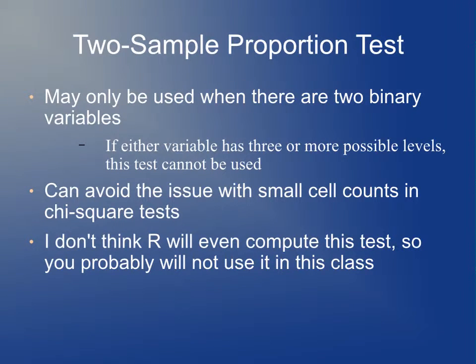An alternative version is the two-sample proportion test, which is like the chi-square test, but it can only be used when there's two binary variables. If any of the variables has 3 or more possible levels, then you cannot use this test. It possibly avoids some of the issues with small cell counts in chi-square tests. It has some issues of its own. And for this class, I don't think R will even compute this test directly or it will require some non-standard software, so in this class you will probably never use it.